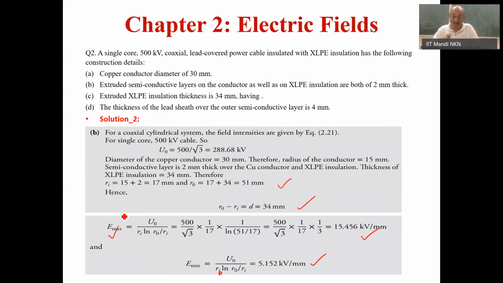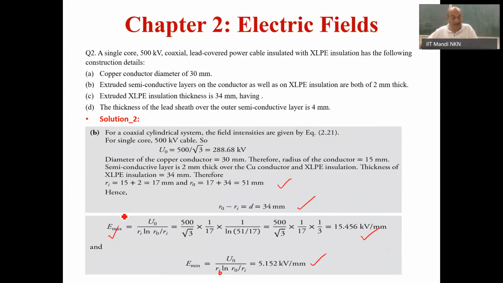And let me tell you, these figures are, once again, as I mentioned, the real figures of a 500 kV coaxial cable. I brought it from Japan something more than 30 years back, when it was being produced by one of the Japanese companies, Mitsubishi. And these are real maximum and minimum field intensities which exist in cross-linked polyethylene cables.